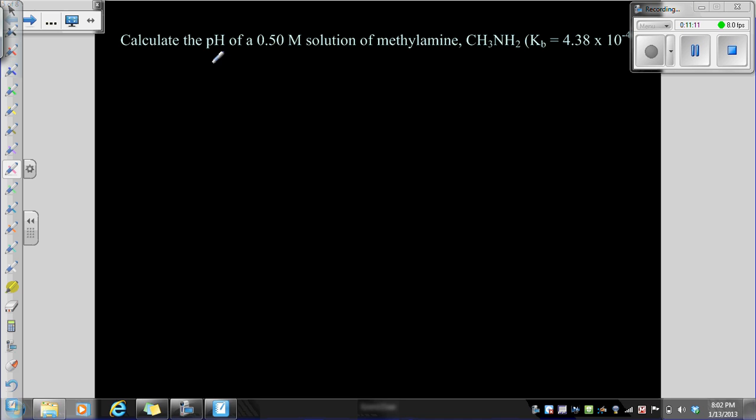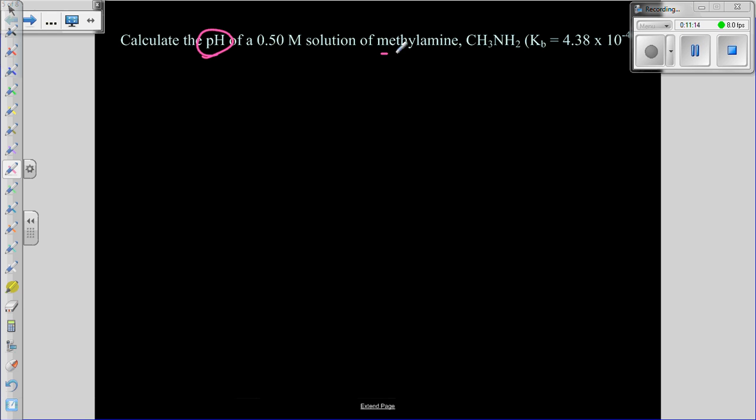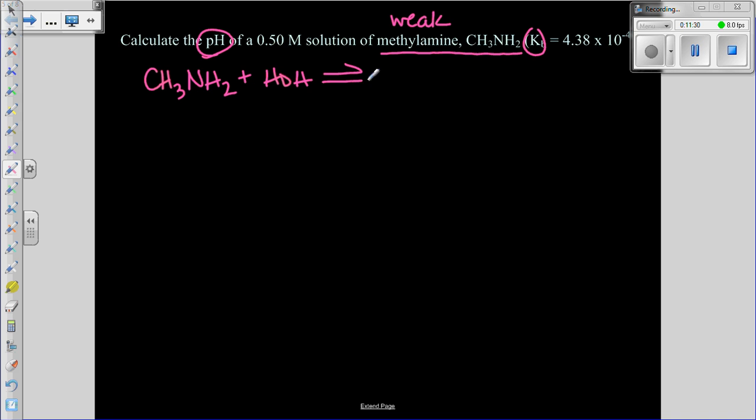Okay, so we want pH. We have methylamine, and it's got a Kb. So I know that methylamine is weak. I'm going to have to write an equilibrium reaction for this. It's a weak base, so I have to have water. I don't know what to do with this because I've never seen it before. So it says it's a weak, this is telling me that I've got a weak base.